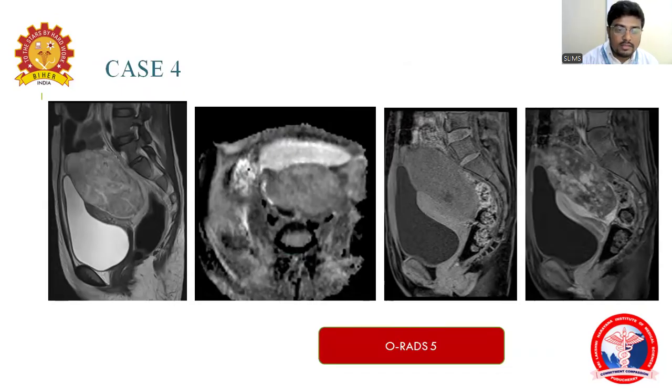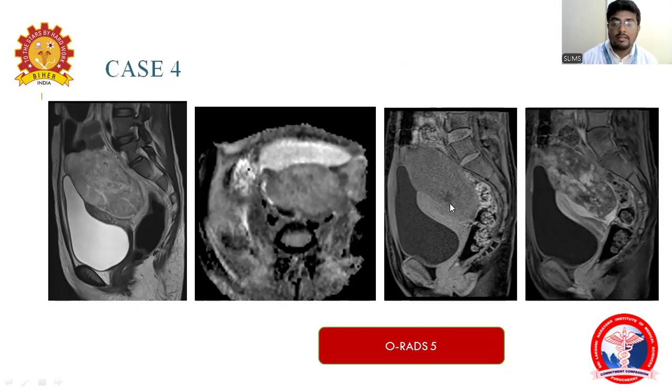There is a solid lesion, which appears intermediate to high signal intensity in the T2 weighted image, and in the corresponding ADC images, the lesion shows areas of hypointensity suggestive of diffusion restriction.